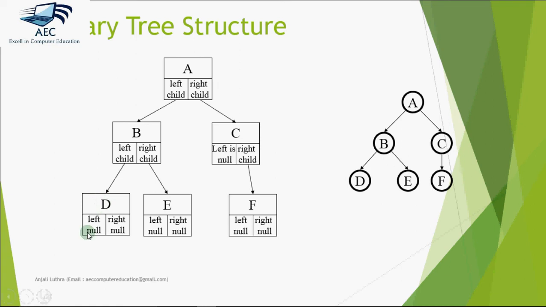And further, D stores null on the left, null on the right because there is no further subnode. Same way, E stores null on both sides because there is no further subnode. In case of C, we have a right child, but we don't have a left child, so left is null. And over here again, F has both nulls because there is nothing after F in the tree. So this is the basic binary tree structure.